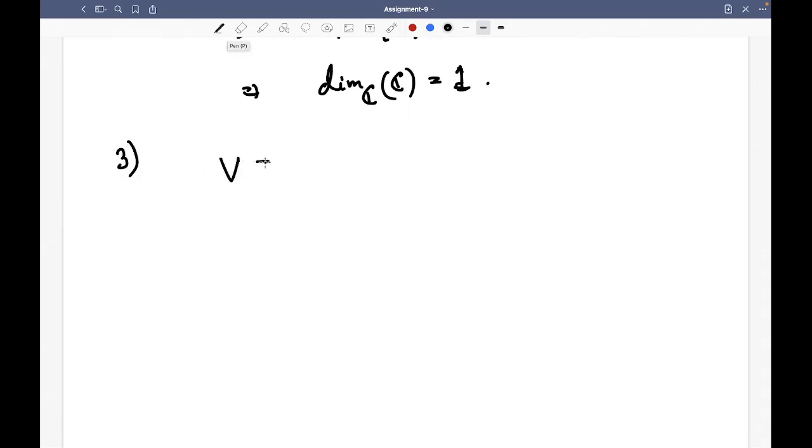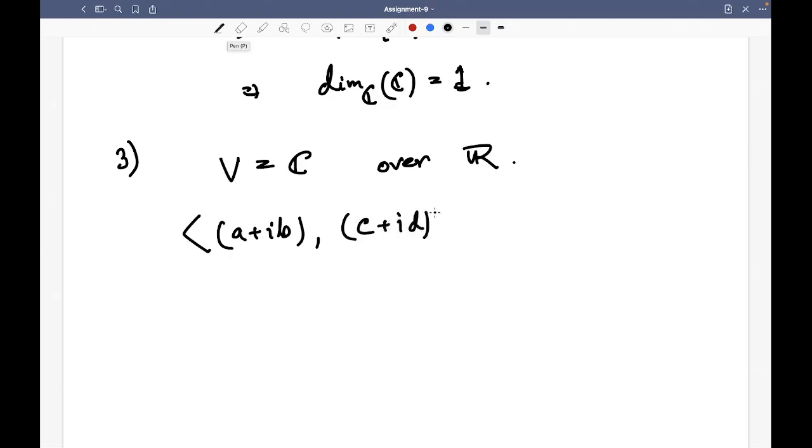So V is the vector space C over R. How is the inner product defined? A plus iB comma C plus iD is defined as AC minus BD minus i times AD plus BC. Right, so this is the definition of the inner product. So we check whether this is an inner product or not. We'll show that this is not an inner product for C over R.